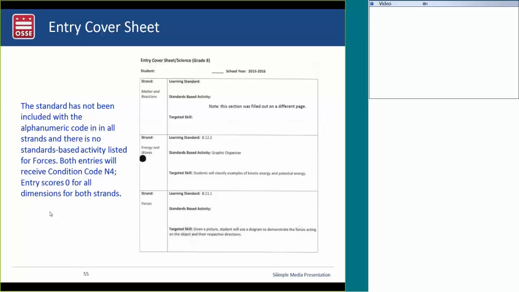Their standard is not written out. It's missing for forces. There's a target skill and the activity, and the learning standard is missing. So there's multiple problems here. Ultimately, it ends up with a condition code of N4. And for the proficiency level, it's a given. It's going to be below basic because we can't even score two of the entries. So these two entries can't be scored.